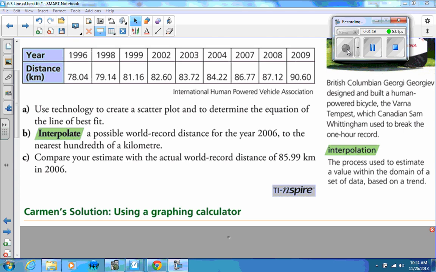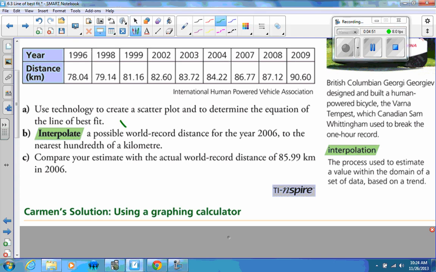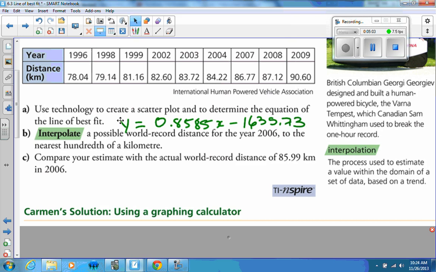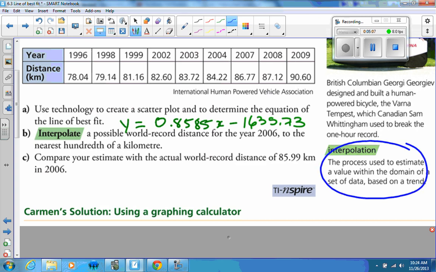Okay, so I'm just going to write the equation on the question here so you can see it. So y equals 0.8585x minus 1635.73. Now, interpolate. Interpolate means to estimate a value within the domain of the set of data that you're given. So we're going to interpolate the distance for the year 2006.